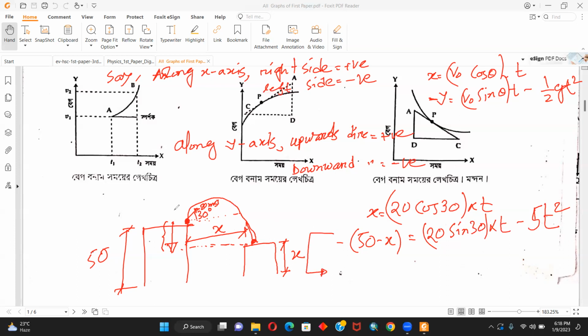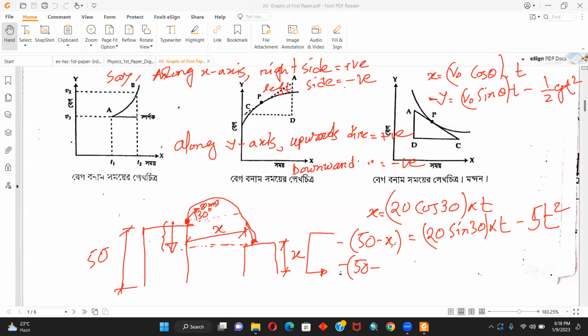Have you understood the diagram and the stem, or what the question is wanting? Are you understanding it? Up until now I've got a good understanding. All right. So now minus 50 minus 20 cosine 30. Cosine 30 is 1 by root 2. Can you tell me the value?